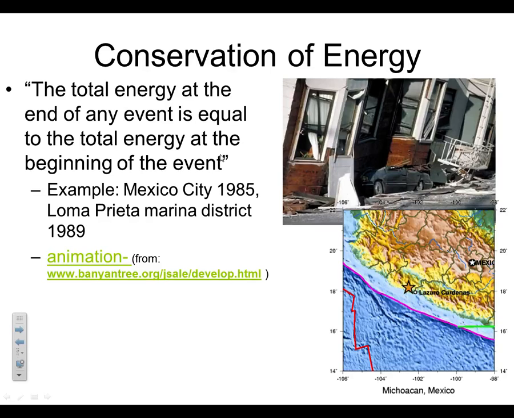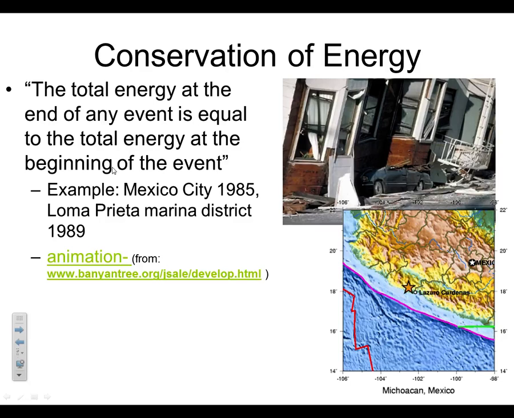Last thing I wanted to talk about with waves is this idea of the conservation of energy. We talked about conservation of momentum in our physics unit, and this is similar. So this is the total energy at the end of any event is equal to the energy at the beginning of the event. And again, some is going to be lost because of friction and stuff like that, but the idea is the energy at the end is going to be the same as the energy at the beginning.